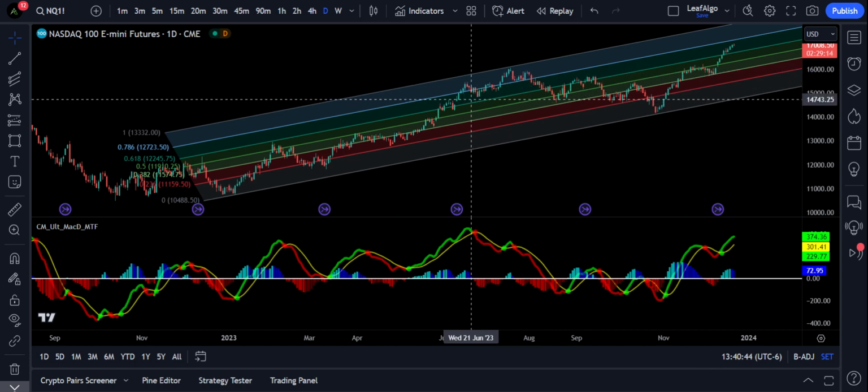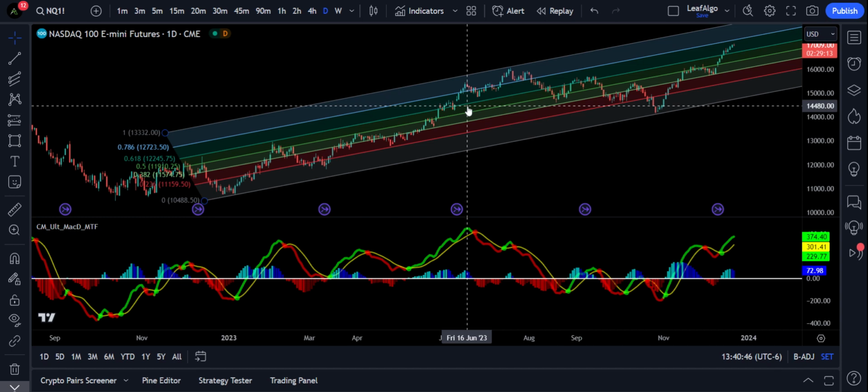Now you've got to remember, historical compliance isn't always indicative of future results. So we still have to take it with a grain of salt and confirm with other indicators and technical analysis. So that covers how we can use the Fibonacci channels with other indicators.